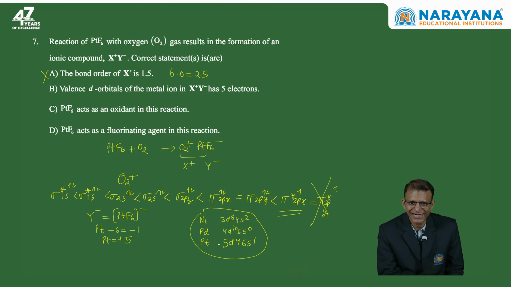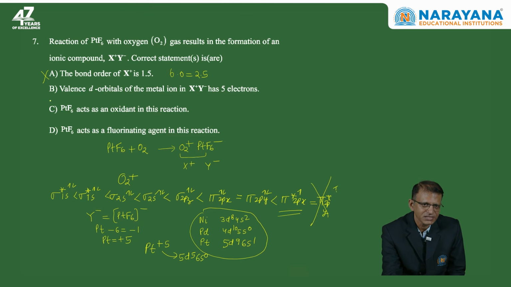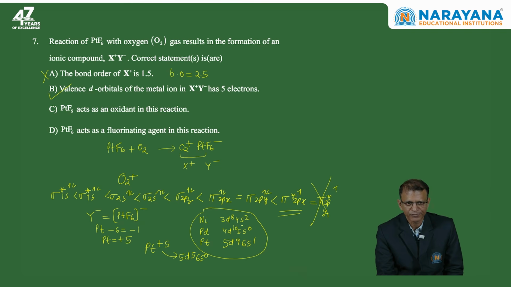So now platinum is present in plus 5 oxidation state. If I try to write the electronic configuration of this, I have to remove 1 electron from here and 4 electrons from here. So I will get 5d5 6s0. Right, we have removed 5 electrons from these 10 electrons. They are asking that the valence d orbitals of the metal in X plus and Y minus has 5 electrons. This B statement seems to be correct.